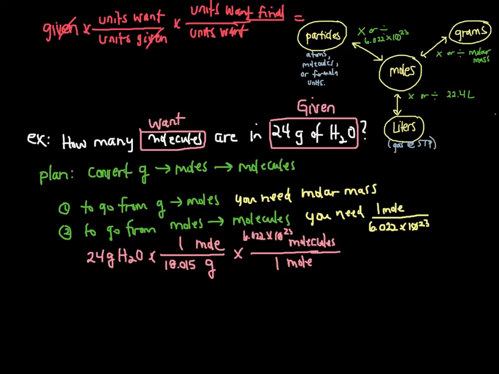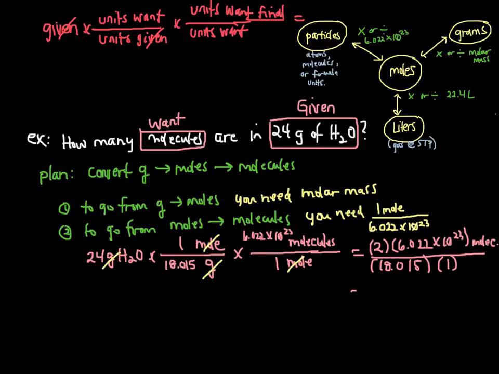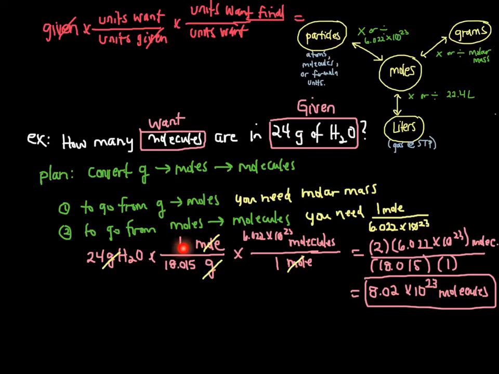And I'm going to fill in the 6.022 times 10 to the 23rd molecules per mole. So my grams unit will cancel, my moles unit will cancel, and I'll be left with molecules. So I end up multiplying 2 by 6.022 times 10 to the 23rd over 18.015 times 1. And of course, molecules is what doesn't cancel. So if I work this out in my calculator, I get 8.02 times 10 to the 23rd molecules. So I was able to convert from grams to molecules all in one big equation.